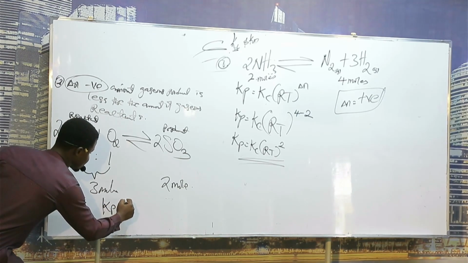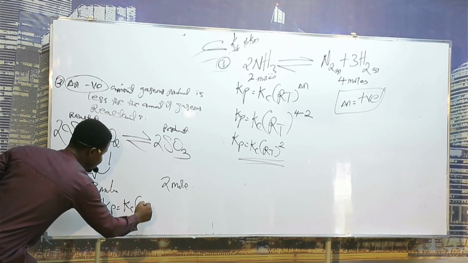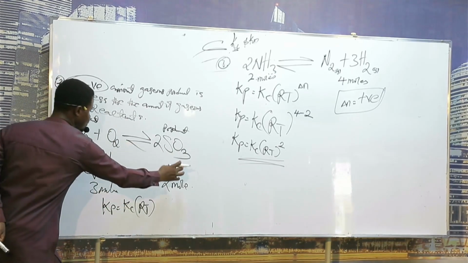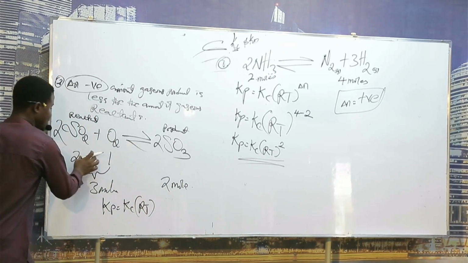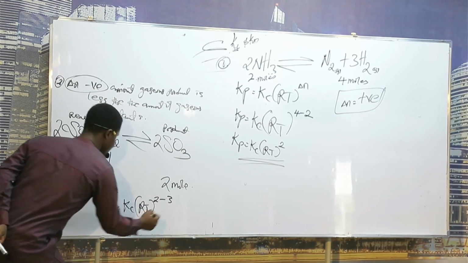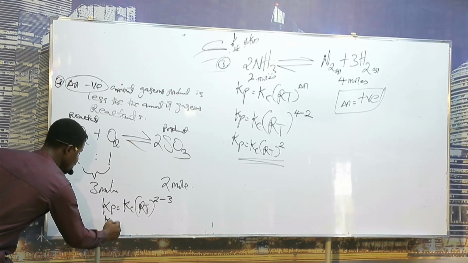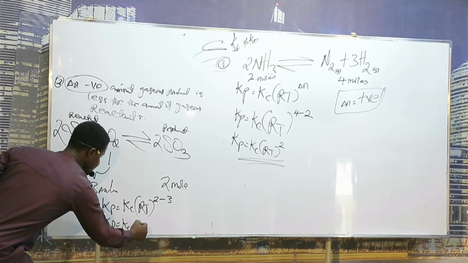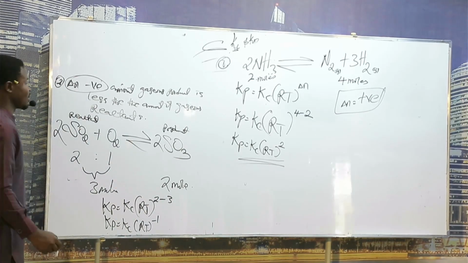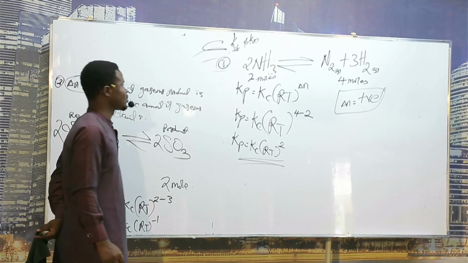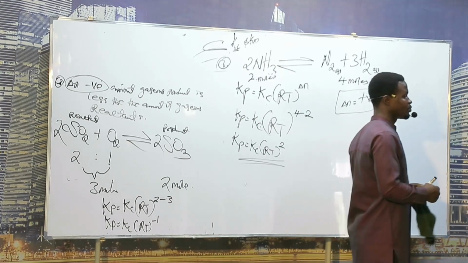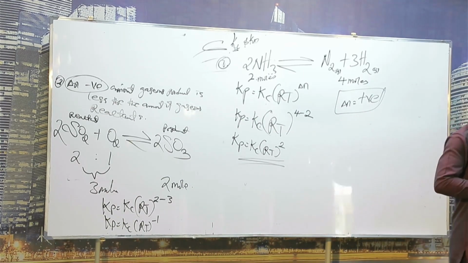So Kp equals Kc (RT) to the power of product minus reactant, 2 minus 3, which is minus 1. So what happened in that second step? Which one is greater?